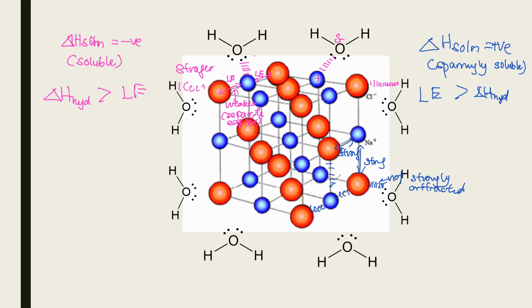So can you see the relationship between what happens if the enthalpy change of solution is exothermic and if the enthalpy change of solution is endothermic? Why do we say that it is soluble, and why do we say that it is sparingly soluble? Okay, so I hope that this diagram can help you to understand better.